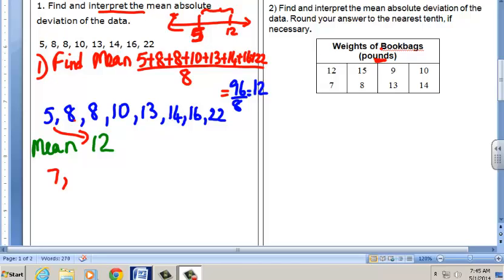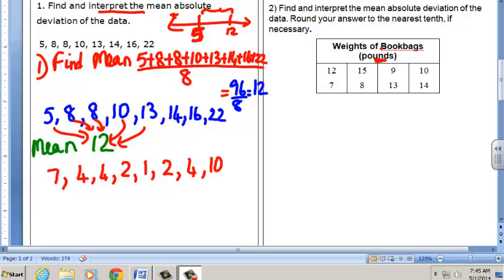And then 8 is 4 away from 12. This 8 is also 4 away from 12. This 10 is 2 away from 12. 13 is 1 away from 12. 14 is 2 away, 16 is 4 away from 12, and 22 is 10 away from 12. So this is your second step. Your third step is where you have to find the mean of all these numbers.